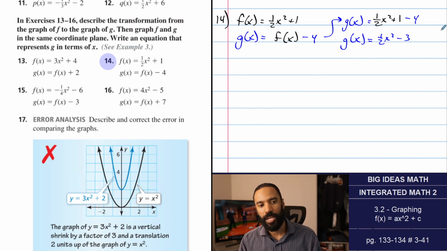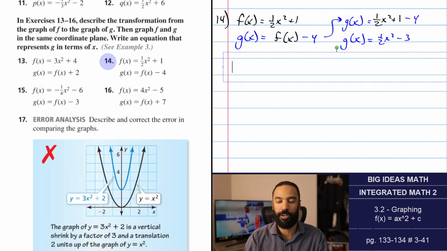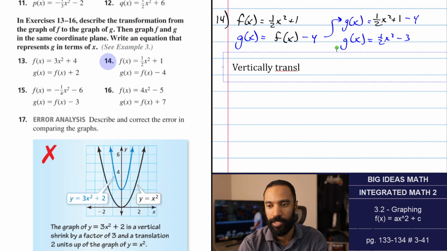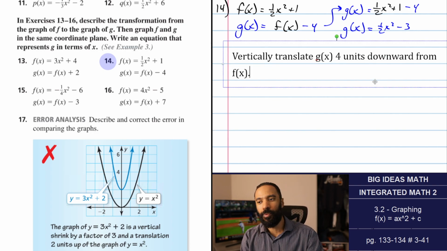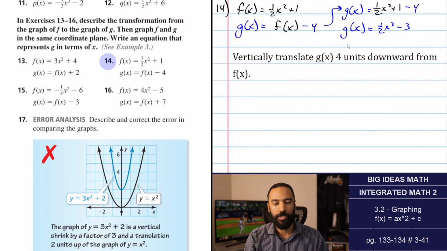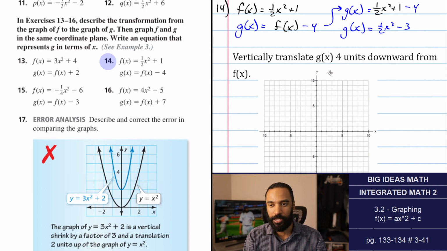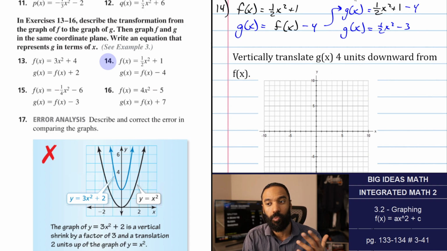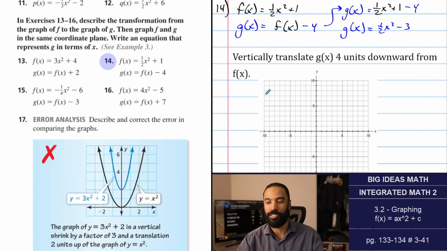So once again, no change in what we're doing outside of a translation. They ask us to describe the transformations first, as if for us to know that it's only a vertical translation. We vertically translate g of x 4 units down from f of x. Now, it ends up being at negative 3 on the vertex. So you're like, Mr. Robinson, wouldn't you say translate 3 units down? Well, we're not describing compared to the original parent function, which would have been f of x equals x squared. This is 1/2 x squared plus 1. So it's already translated 1 unit upward. And when we go 4 units down from 1, it's negative 3.